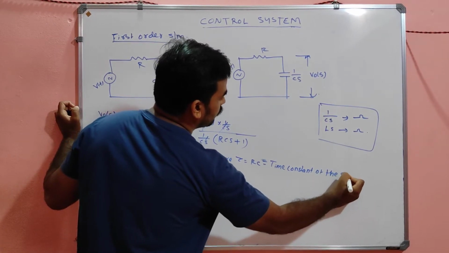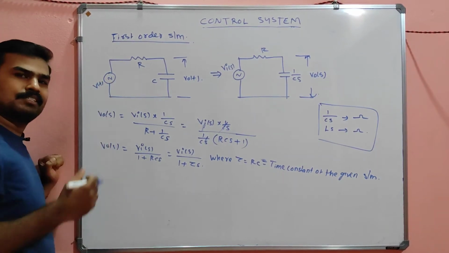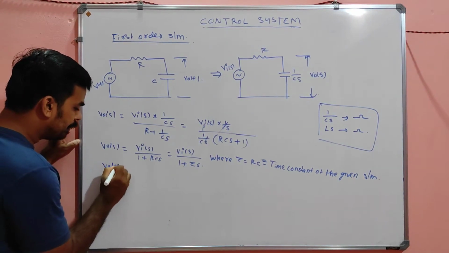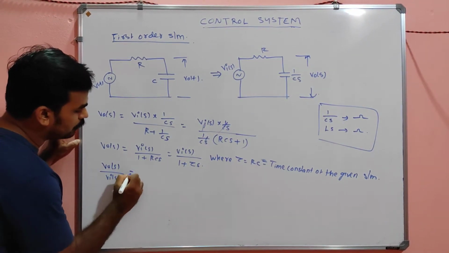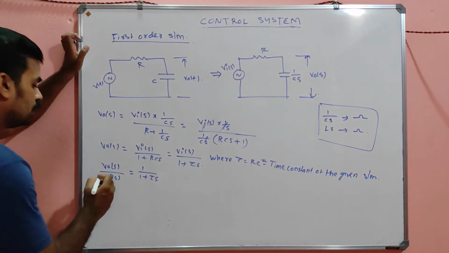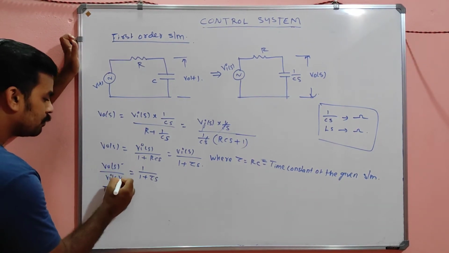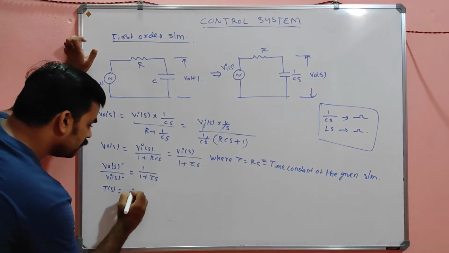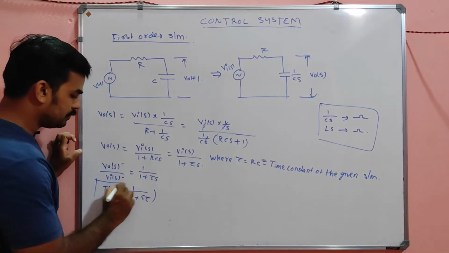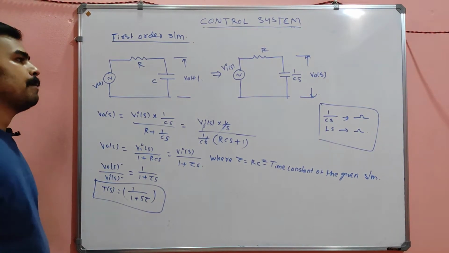Tau is the time constant of the given system. So this can be written as V0 of S divided by VA of S equals 1 by 1 plus tau S. V0 of S divided by VA of S, Laplace transform of output by Laplace transform of input, is nothing but the transfer function: 1 divided by 1 plus tau S. This is the transfer function of a first order system.